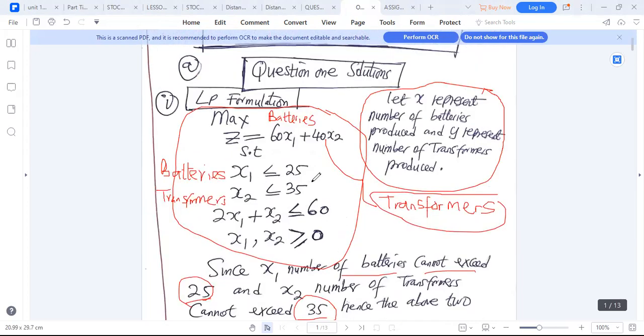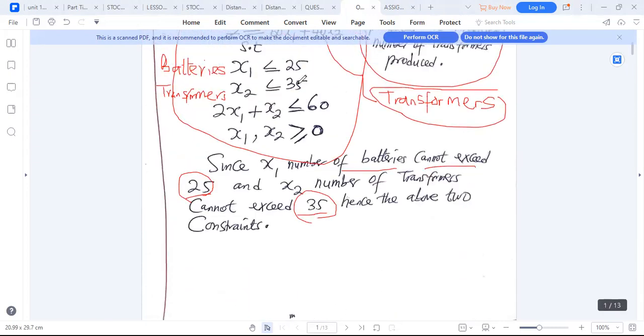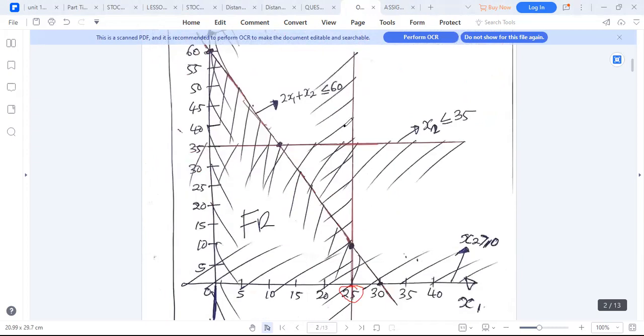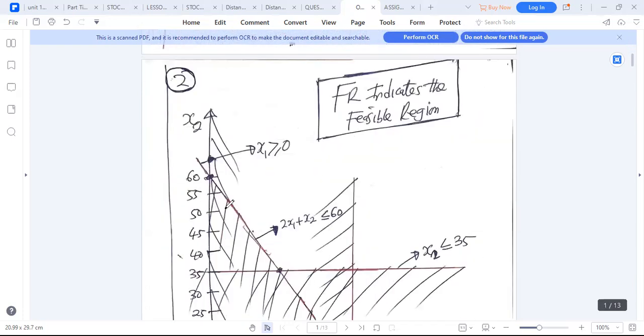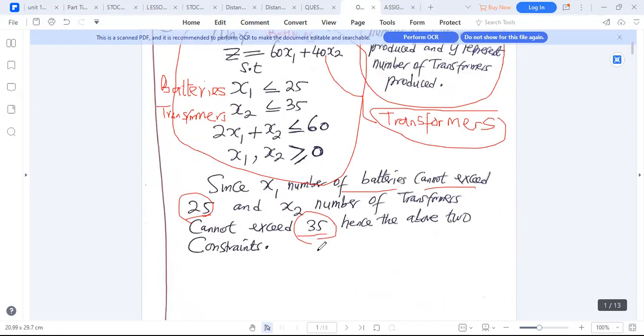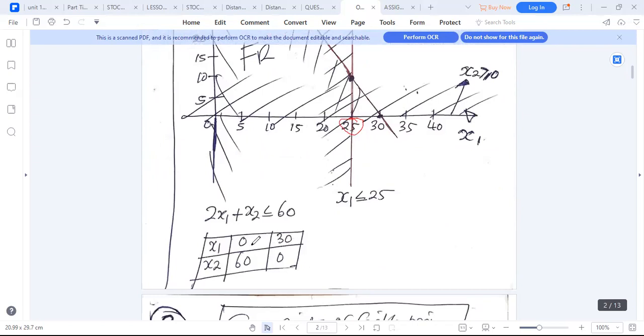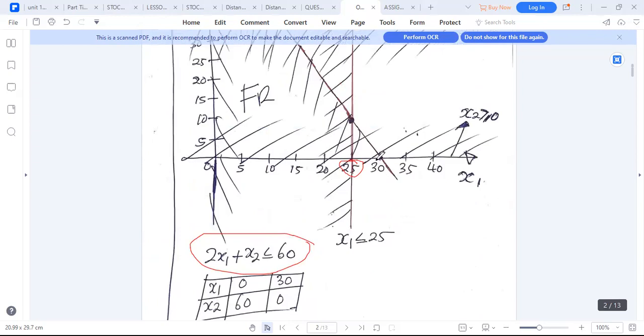The first one, we cut X1 at 25, here at this point. Where it is less or equal to, we shade this side. Then the other one, X2 less or equal to 35, is 35 here, and we shade it down. And then drawing constraint 3, we have to come up with a table of values. When X1 is 0, X2 will be 60, substituting in this equation. When X2 is 0, our X1 will be 30. Using these points to draw, 0,60 is at this point, and 30,0 is at this point.